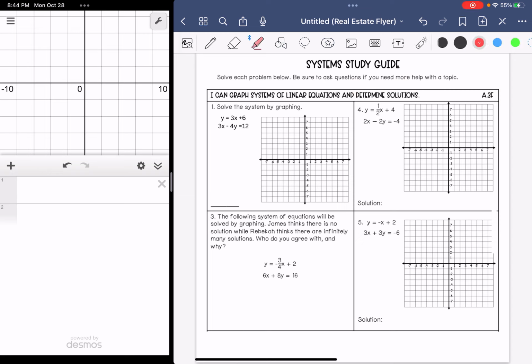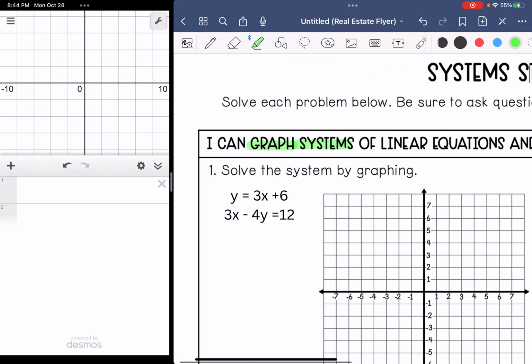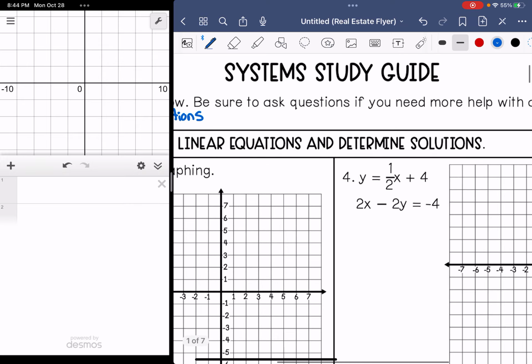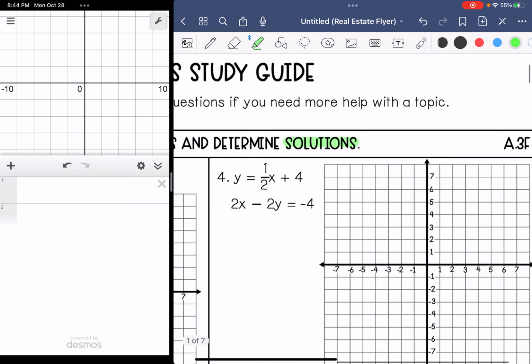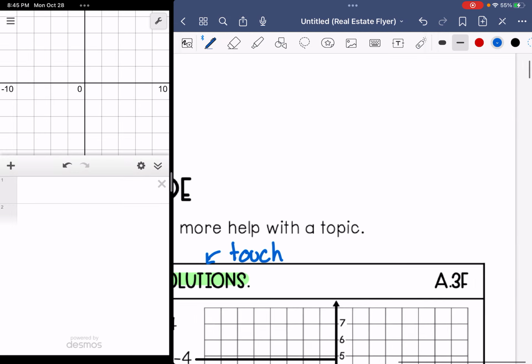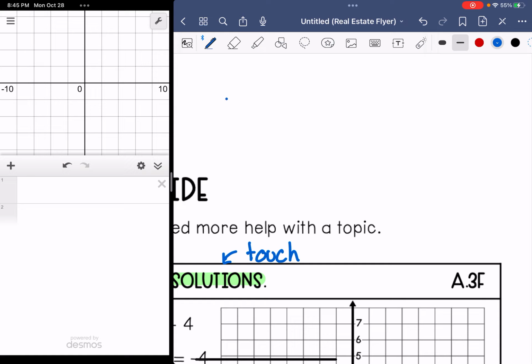All right, so our first thing on here says I can graph systems of equations. All a system means, right, is that you have two equations, and our solution is just where they touch. And then our last thing to keep in mind is we can have three types of solutions. We can have one solution where our lines cross and there's our solution right in the middle.